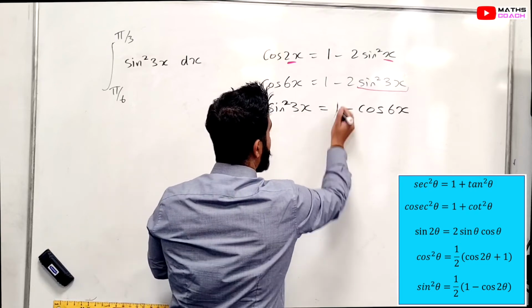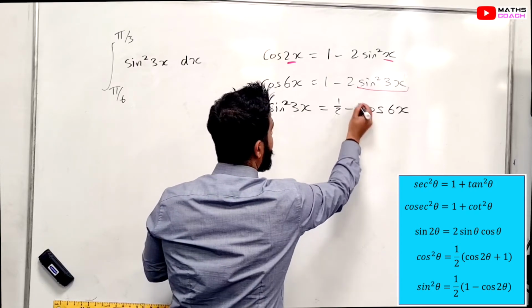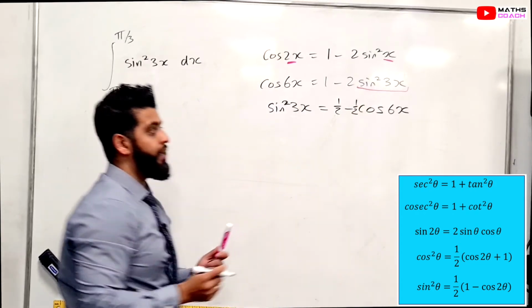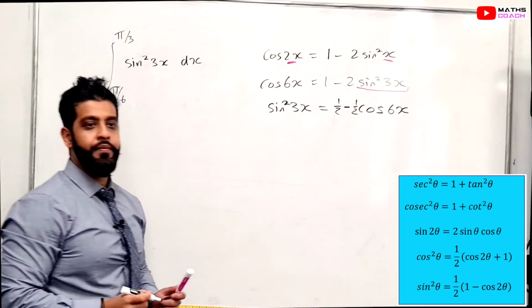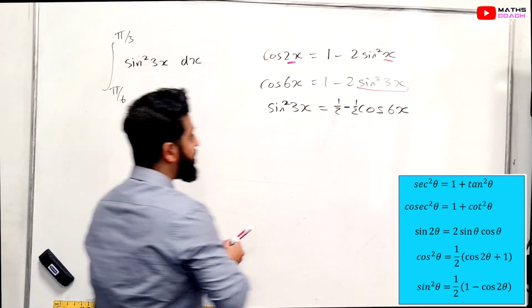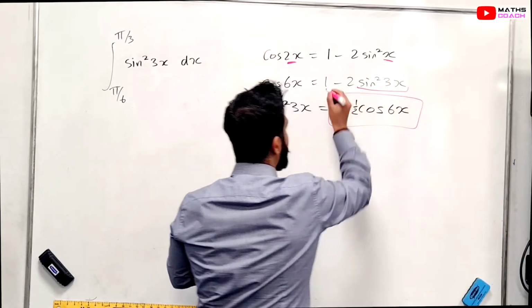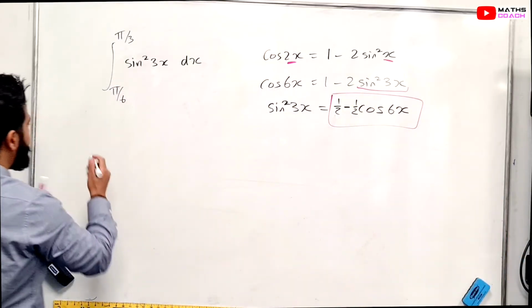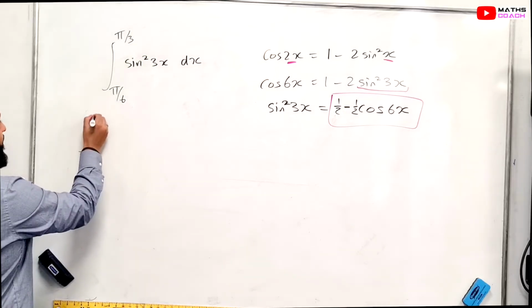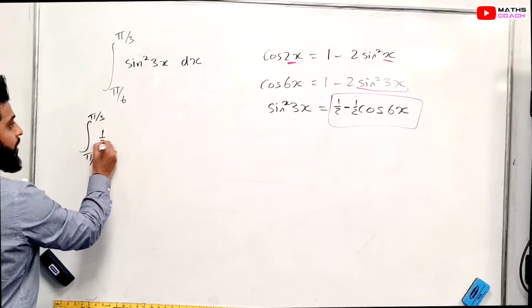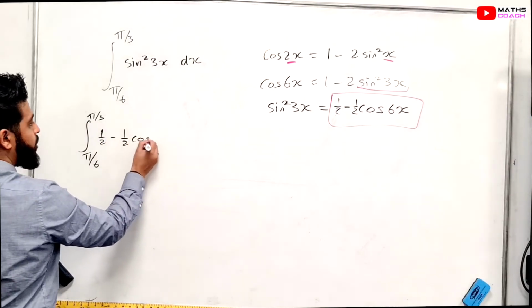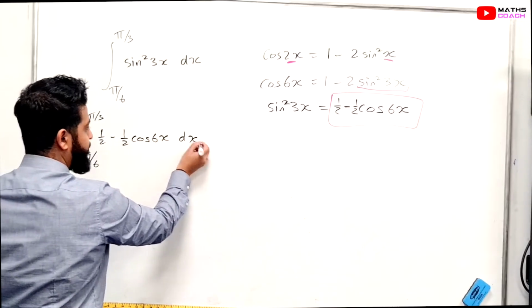So therefore, it's going to be 1 over 2 here and 1 over 2 there as well. It's a bit squashy, so just write it nicely. Good? So we are going to integrate this. Let's write this down here. We are going to be integrating between pi over 3 and pi over 6, a half minus a half cos 6x with respect to x.